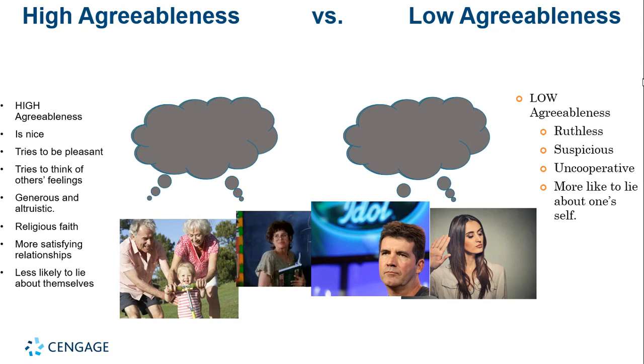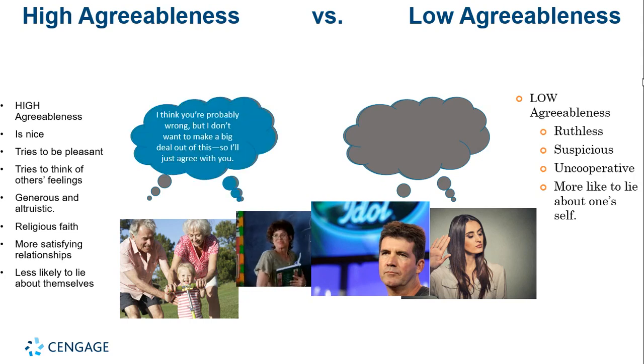People who are low in agreeableness might be more ruthless. They might be more willing to be rude to you and hurt your feelings. They're often suspicious of others and they're very uncooperative. If you've ever been doing a group assignment in class and there's always one person who's like, no, I'm not doing that part of the assignment, I'll do this other thing, right? That person is probably low in agreeableness. They are rather uncooperative.